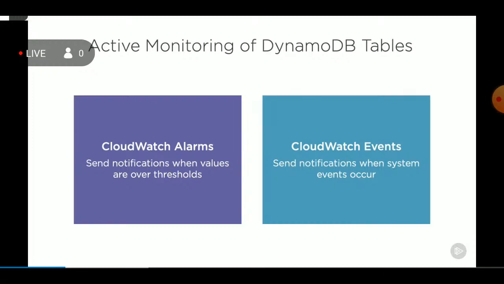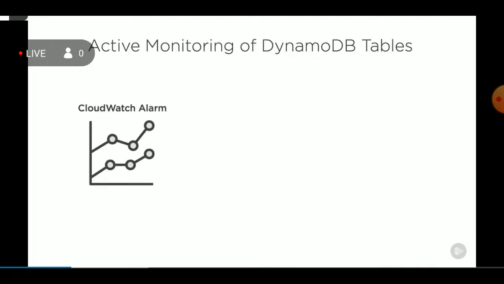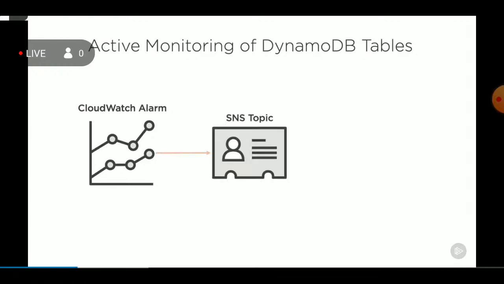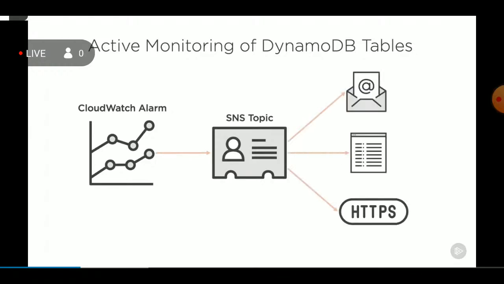So let's see how these notifications are sent for CloudWatch alarms. Firstly, we configure an alarm with a certain threshold. When the threshold is reached, CloudWatch then sends a message to an SNS topic, which we configure with endpoints.